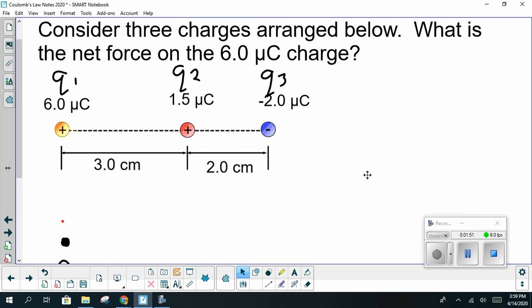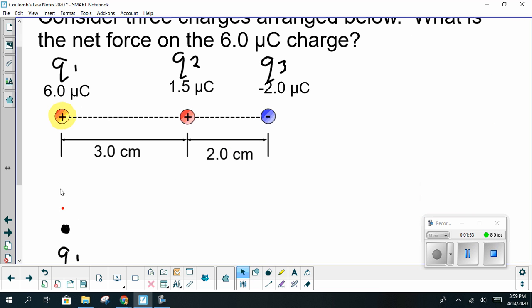So what I would like you to do right now in the video is find the size of this force, the force on 1 due to 2, using Coulomb's law. Note 2 things. This is in microcoulombs. Remember what microcoulombs means, times 10 to the negative 6. And then also remember that the distance is in centimeters, and that needs to be converted to meters. So what I'd like you to do now is pause the video, and then use Coulomb's law to figure out what is the force on object 1 due to 2.